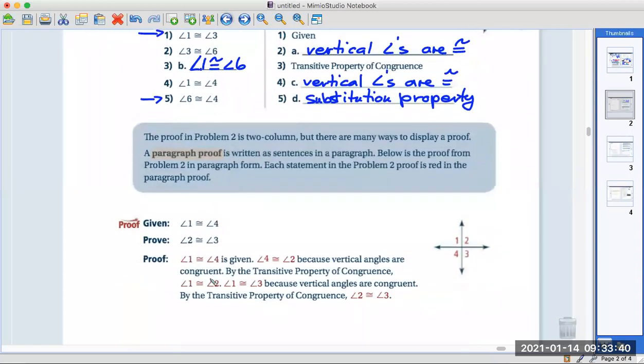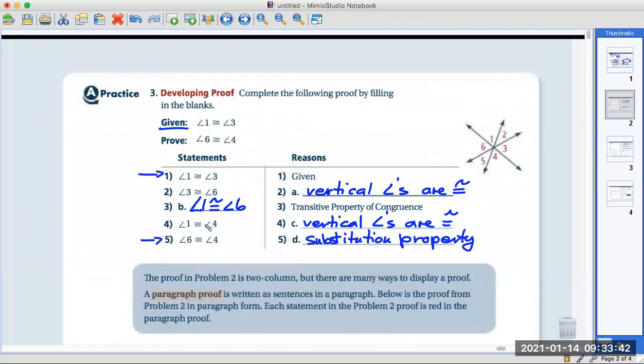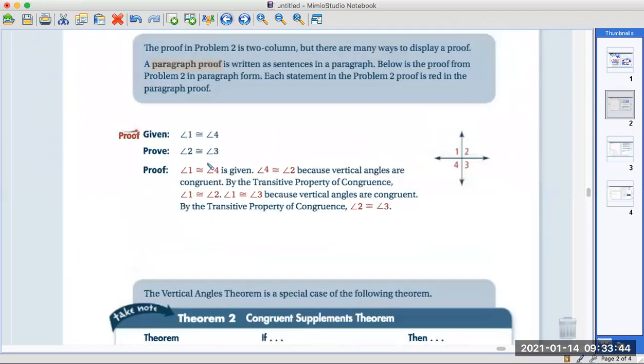And next, I want to just show you, this is called a 2-column proof. This is now a paragraph proof. A paragraph proof is just written out. So I'm just walking you through this one. Given in the problem, angle 1 congruent to angle 4. So these two angles are congruent, same measure. And we're supposed to prove that 2 and 3 are congruent.